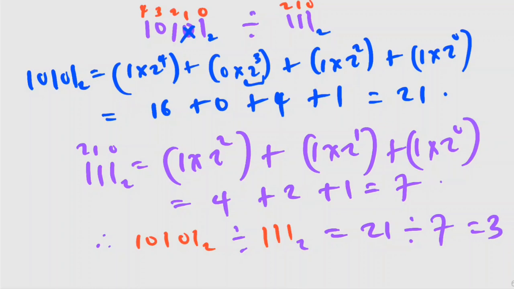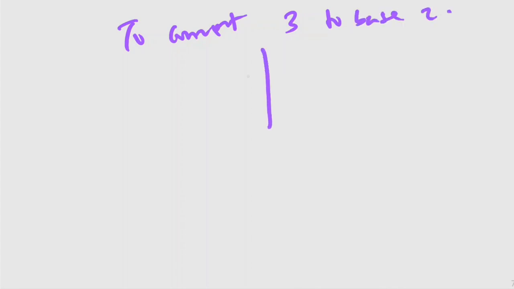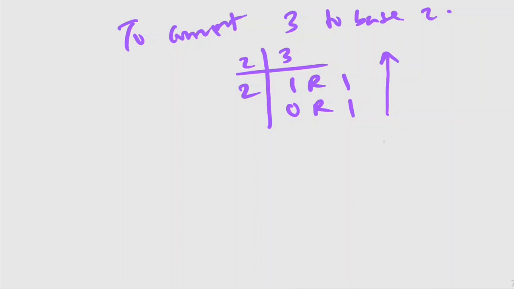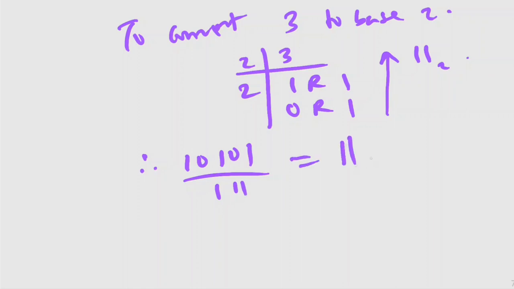Then you now take 3 back to what? 3 back to base 2. So then to convert 3 to base 2, don't forget, you have to divide by 2 repeatedly until you have a number that cannot go again. So 2 in 3, that is 1, remainder 1. 2 in 1, 0, remainder 1. Then if you write it from the bottom, I'm going to have 11 base 2. Then you can now conclude adequately that 10101 divided by 111 is equal to 11 base 2. That's simple, isn't it?